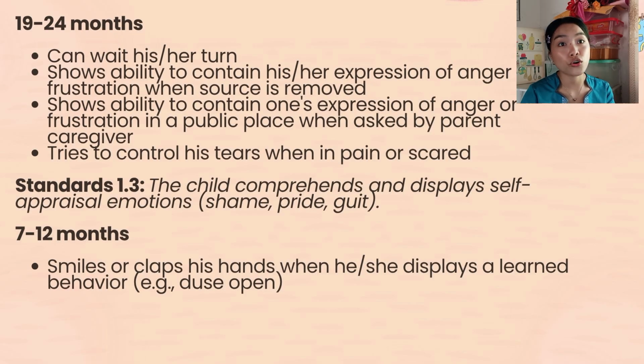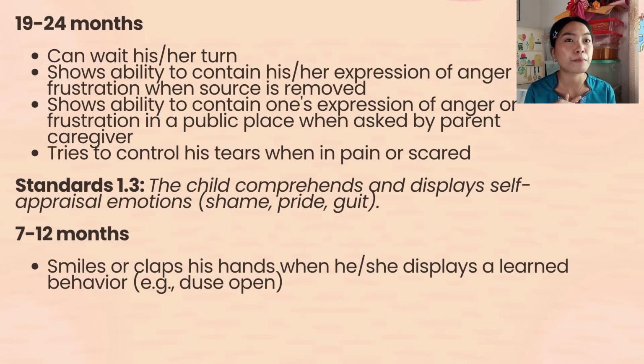And then standard 1.3, the child comprehends and displays self-appraisal emotions: shame, pride, and guilt. So smiles or claps his hands when she displays a learned behavior, from 7 to 12 months. So for example, the baby can already start to feed him or herself, or can already start to drink from a glass of water or from a cup. So they really express it through smiling and clapping because they know that they already learned this behavior.